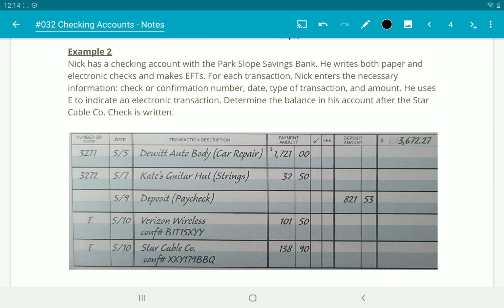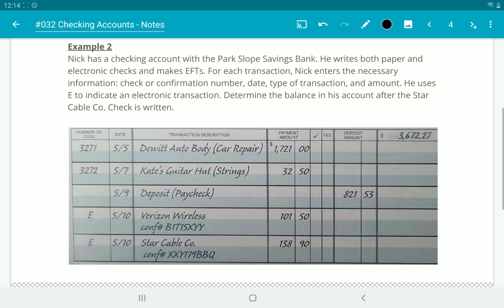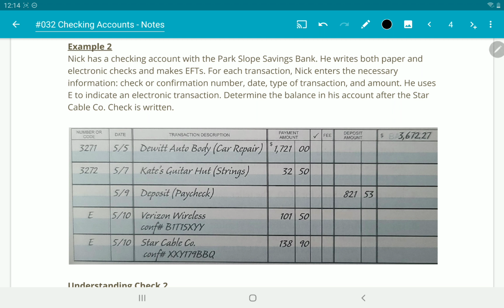So example two, Nick has a checking account with the Park Slope Savings Bank. He writes both paper and electronic checks, and he makes EFTs, or electronic fund transfers. For each transaction, Nick enters the necessary information: check or confirmation number, the date, the type of transaction, and the amount. He uses an E to indicate an electronic transaction. We're going to determine the balance in his account after the cable check is written, at the very end here.